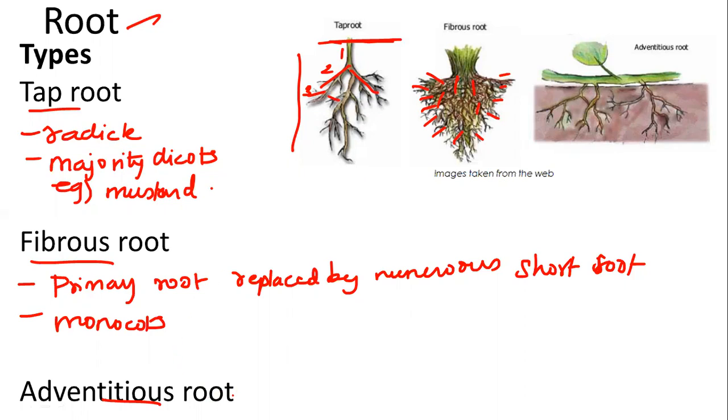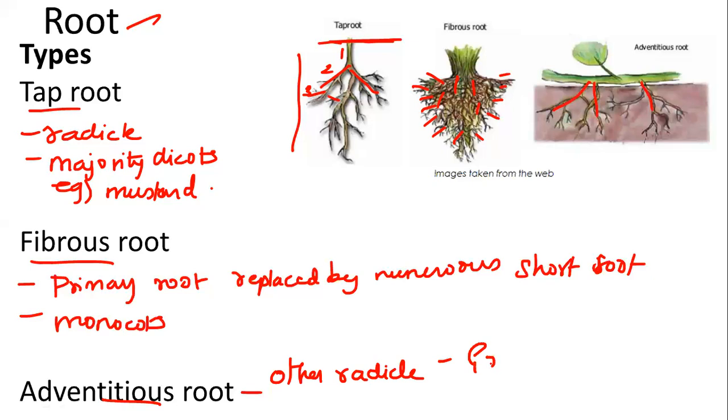The last one is adventitious root. Here the root arises from any part of the plant, either from the stem or elsewhere, not only below the stem. Other than the radicle, remember this point, any part of the plant can give rise to a root, and that root is called an adventitious root.